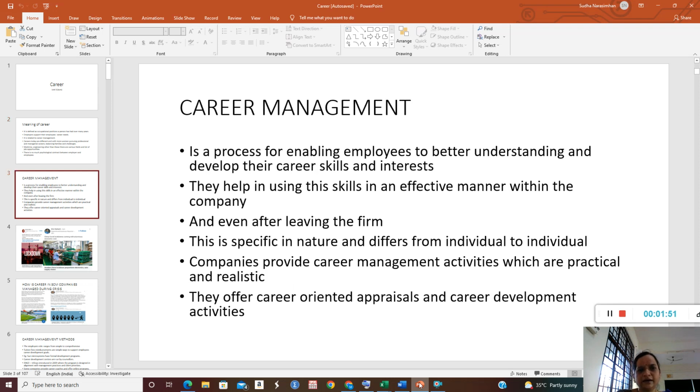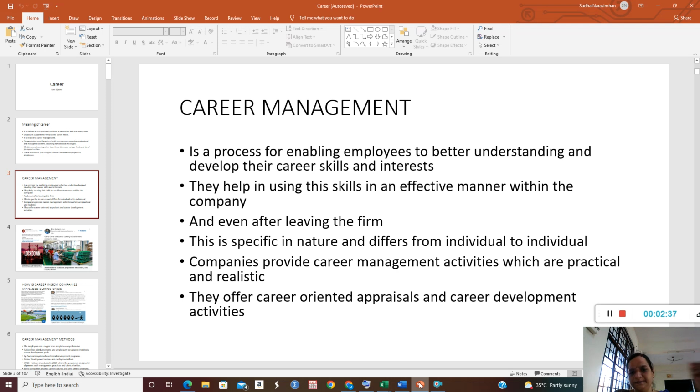When you talk about career, you need to manage this career. What is career management and how will you develop it? It is a process for enabling the employees to better understand and develop their career skills and interests. They help in using the skills in an effective manner within the company, and even after leaving the firm they try to nurture it. Career management is always specific in nature, and it differs from individual to individual. Companies provide career management activities which are practical and realistic. They offer career-oriented appraisals and career development activities.